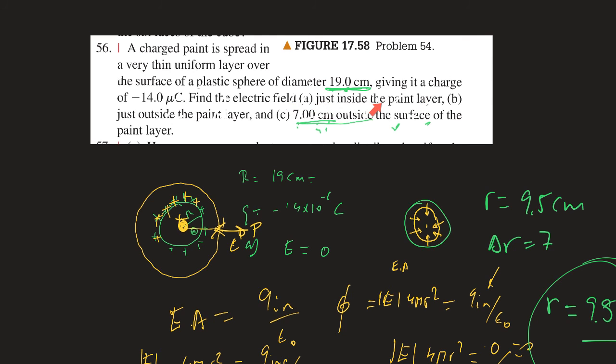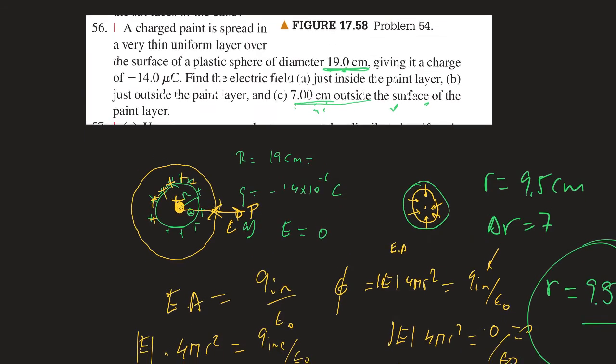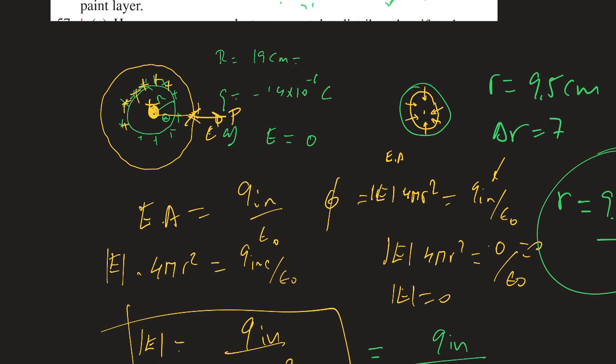Well, I did it before. Just inside the plastic layer, the electric field is 0. B, just outside the plastic layer. Outside the plastic layer, I already did it. I will construct a Gaussian surface outside the plastic layer, this Gaussian surface, the yellow one, and I will say E times the area, the flux, E times the area.